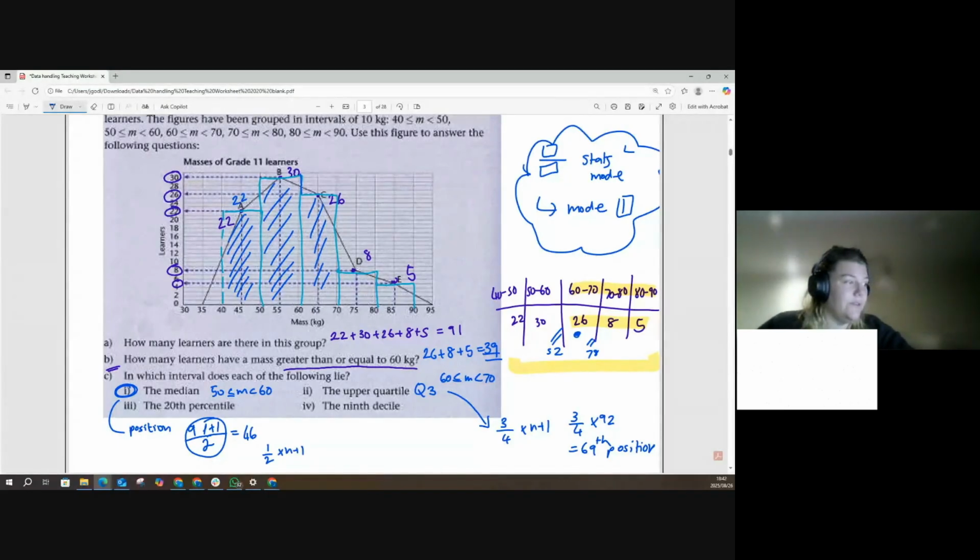No, the median has nothing to do with 39. The median doesn't have anything to do with 39.